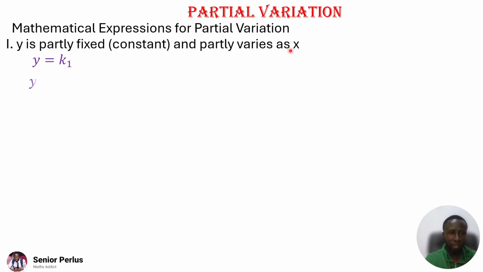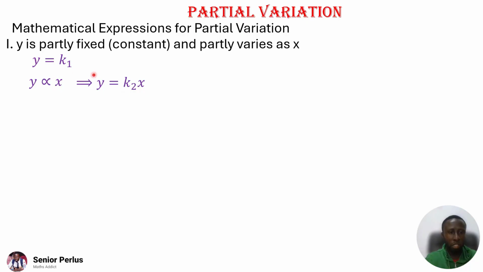Can be written as this. We talk about direct variation. Partly varies as what? S. So it partly varies as S, and this can be written in the equation as Y equals KS. We already have K1 here, so I can make it K2. So Y is partly fixed and partly varies as S, and now you know how to write this.